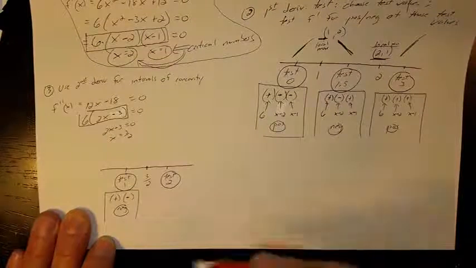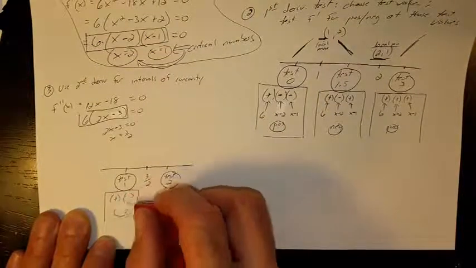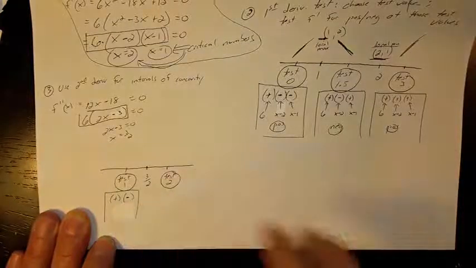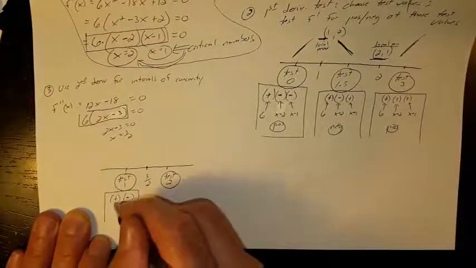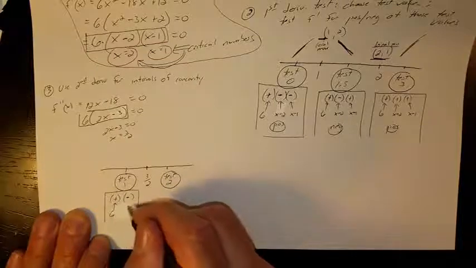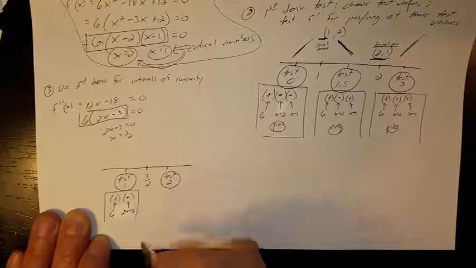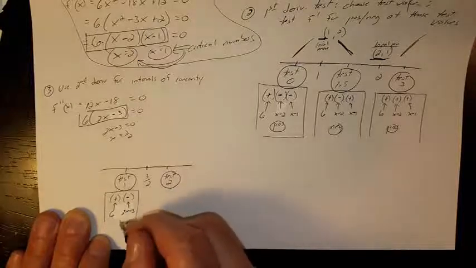By the way, should I write in here like I did before? Since a lot of you are beginners at this, this positive came from the 6, this negative came from the 2x minus 3. And we said positive times a negative is negative.